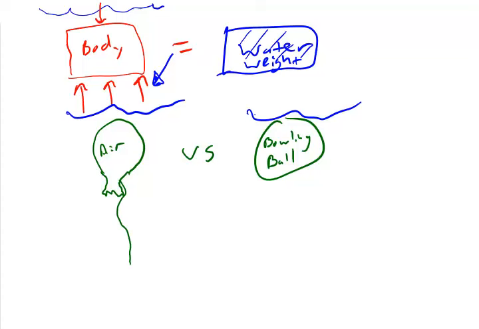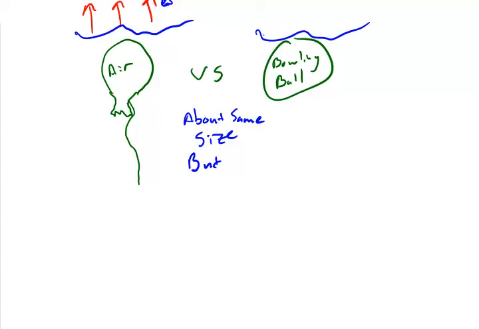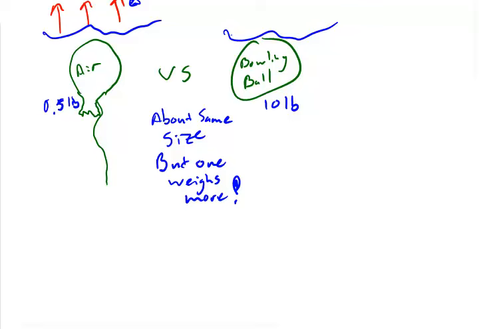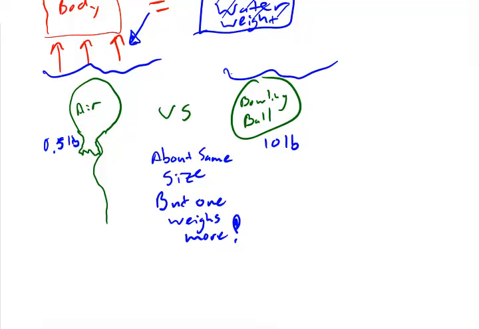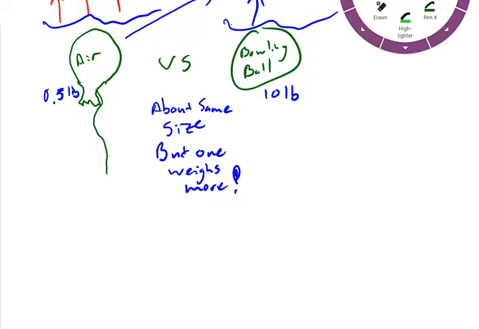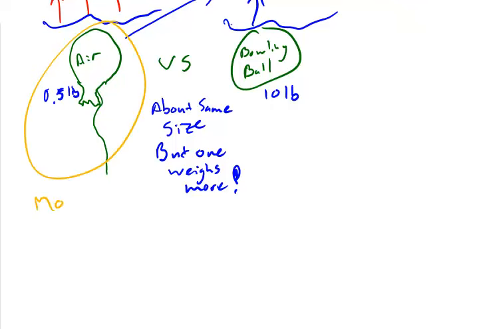Both are about the same size. But one weighs more. Maybe this weighs 10 pounds. Maybe this weighs 0.5 pounds. Which one is going to have more buoyancy? If they both displace the same amount of water, then this guy is obviously going to have more buoyancy.